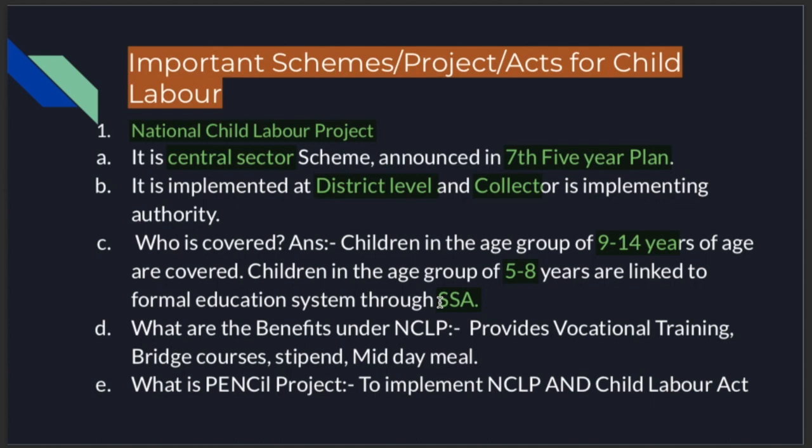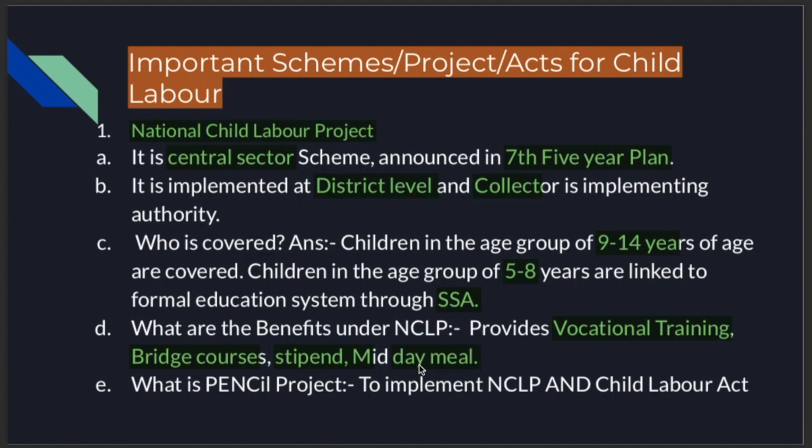Those are basically the two different kinds of groups in the National Child Labor Project: the group of 9 to 14 and the group of 5 to 8. Now, what are the benefits under the National Child Labor Project? I have just talked about vocational training and bridge courses. We also provide a stipend to the students we bring into vocational training, and there is a provision of the midday meal scheme. Obviously, when children in the age group of 5 to 8 are linked to school, they will be provided with the midday meal scheme.